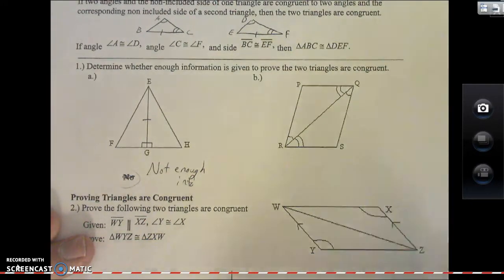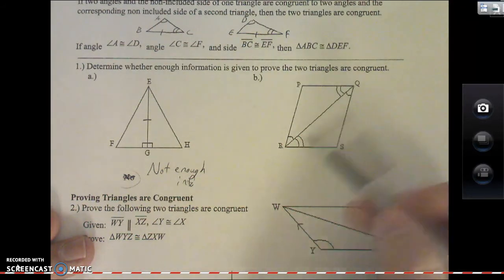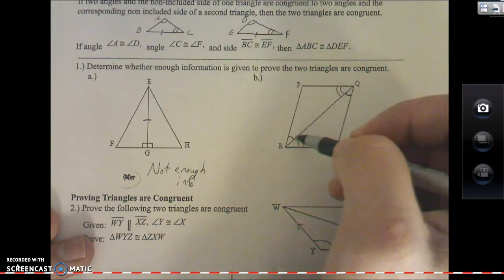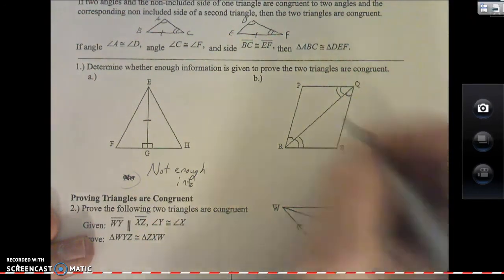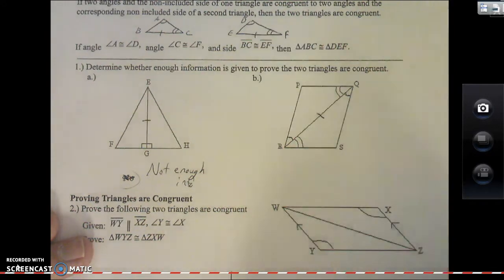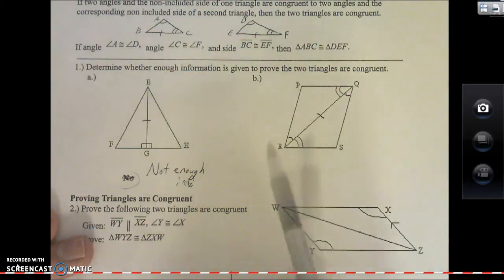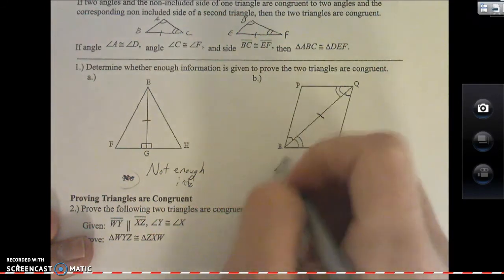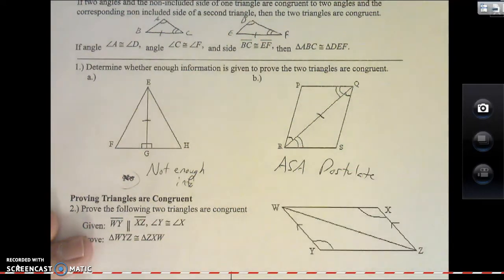Part B, though, I've got angle PRQ is congruent to angle SQR. That's my one arc. I've got angle PQR is congruent to angle QRS. That's my two arcs. So, got that going for me. But then I also have, by the reflexive property, RQ in the middle, my apologies. So therefore, I have angle, side, angle. This would be the ASA postulate. I know that can be a little confusing sometimes.